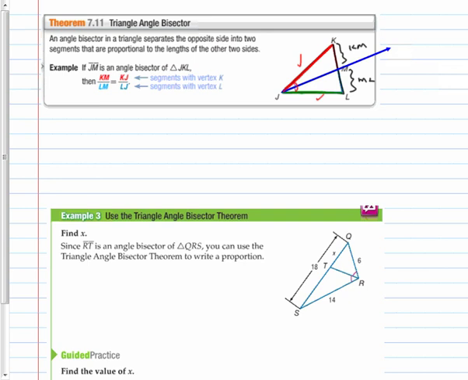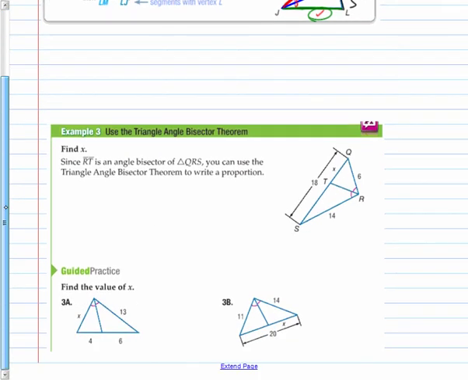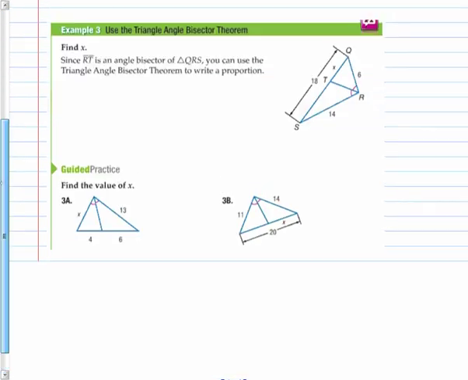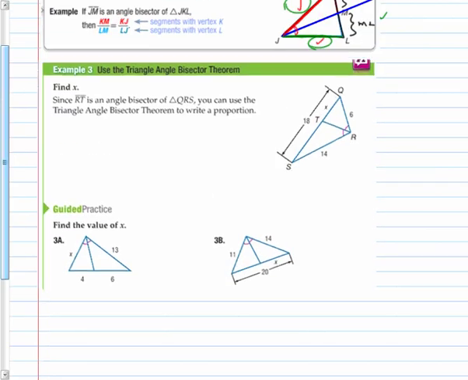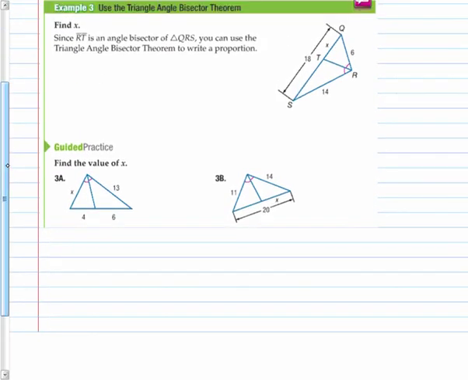KM to LM, here to here, is going to be the same ratio as KJ to LJ. Notice they went top to bottom on these segments. I need to go top to bottom on these sides of the triangle, or the same order. Just like when we set up any other proportion, I need to be moving in the same order. So the triangle angle bisector theorem says there's one more proportional relationship. So let's try it out down here.